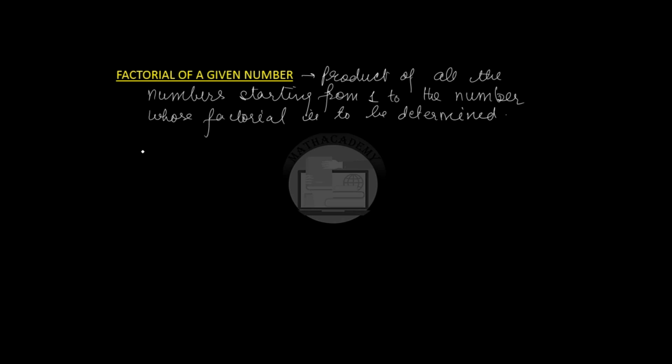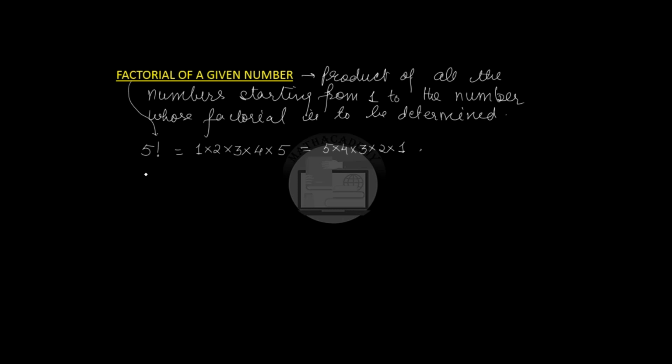Factorial of a given number, say the number is 5 and we want to find the factorial of 5. This exclamation mark represents the factorial. So factorial 5 is the product of all the numbers starting from 1 to the number whose factorial is to be determined. So factorial 5 is 1 times 2 times 3 times 4 times 5, or we can say that from that number onwards we multiply all the numbers in descending order till 1.